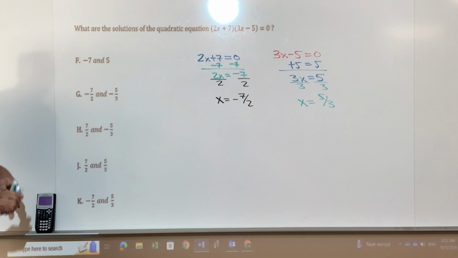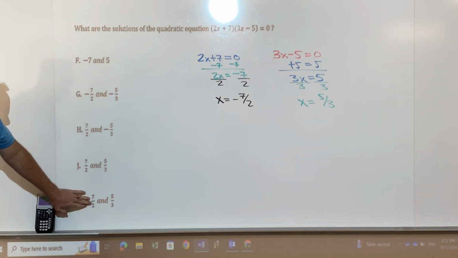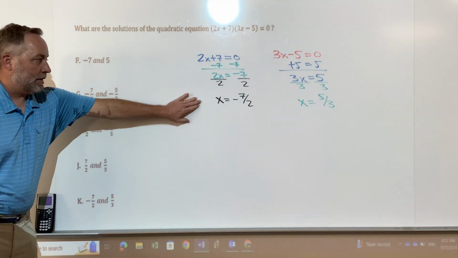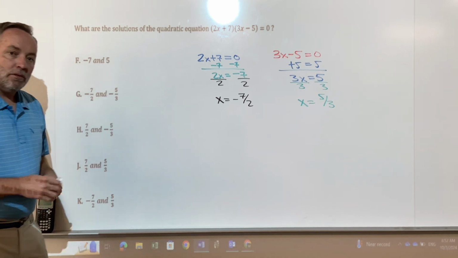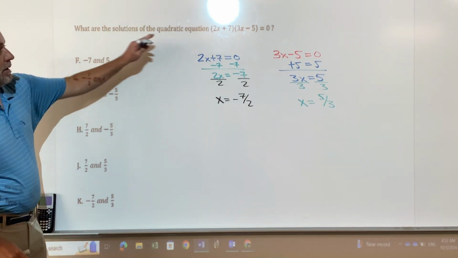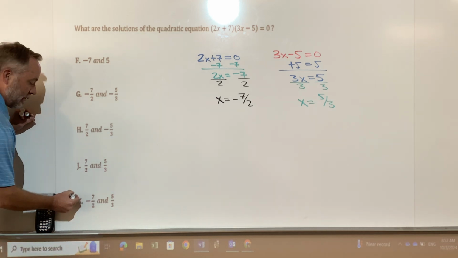So when we take a look at our options, we see that in answer K, we have an x value of negative 7/2 and a second x value of 5/3. Those are the two solutions that will make this quadratic equation equal 0, so we can confidently answer K.